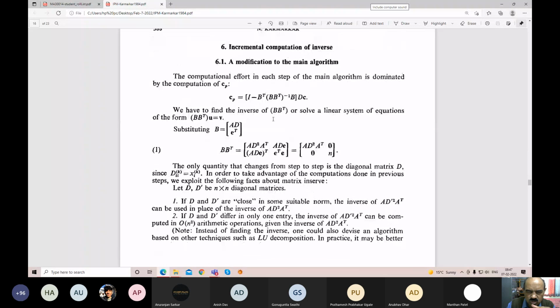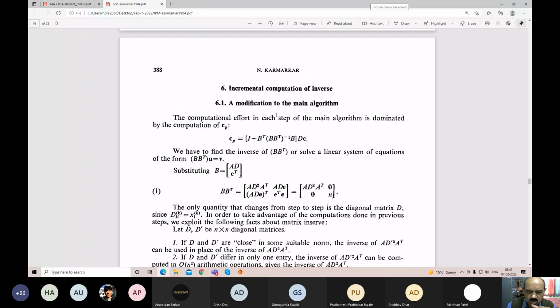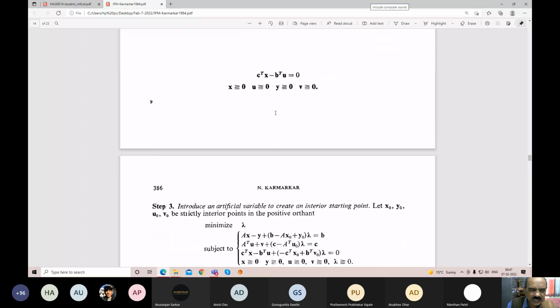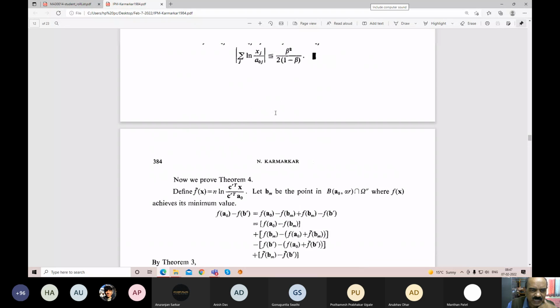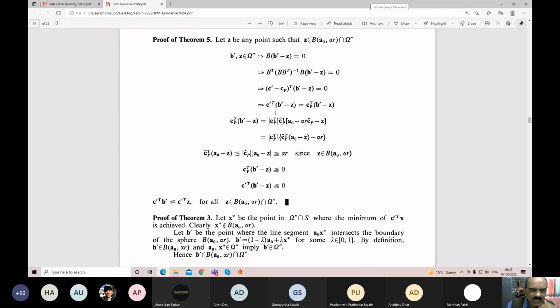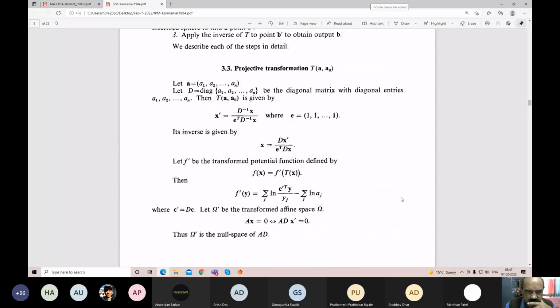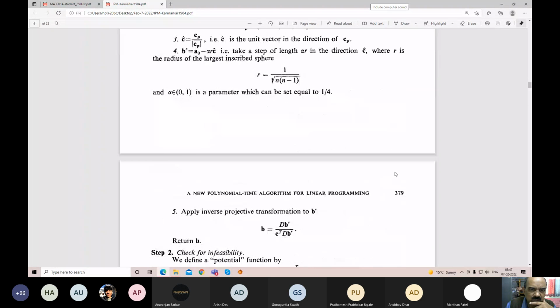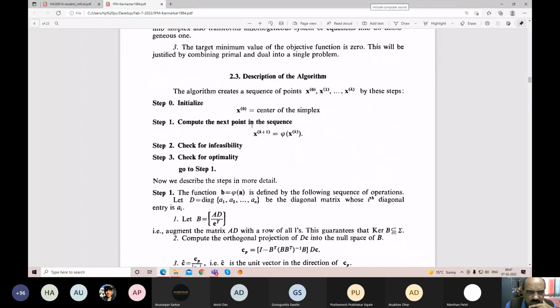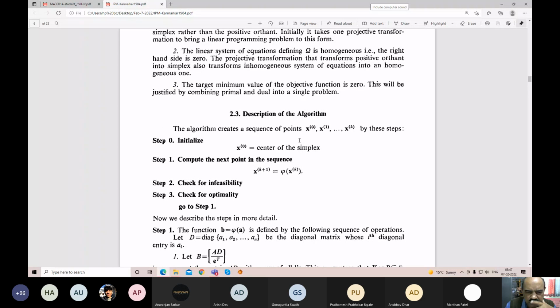Once canonical is over, what is the actual algorithm? I'm coming to the algorithm. Karmarkar's algorithm goes like this. Choose the center point, the center of the simplex for the canonical form. Then some steps: whether the point is feasible or infeasible. Check for infeasibility, check for optimality.